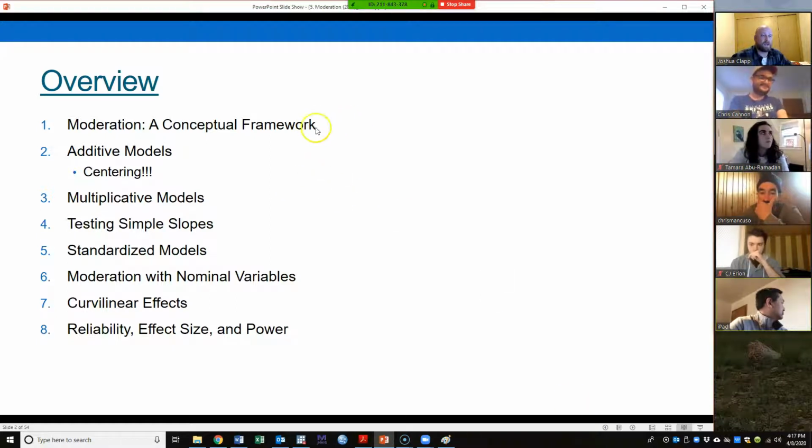We're going to start by talking conceptually about what's going on when we're talking about moderation. Do a little talking about centering within the context of additive models. Going to introduce multiplicative models and interactions, testing simple slopes, standardized models, and then some moderation with categorical variables, talking about some curvilinear, nonlinear effects, and then finish up with reliability, effect size, and power types of things.